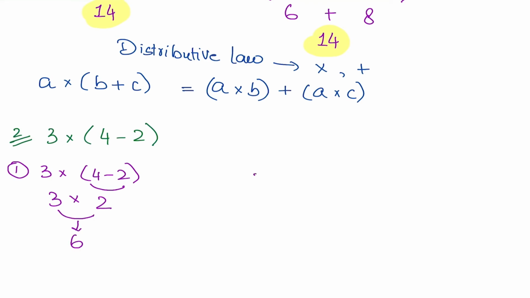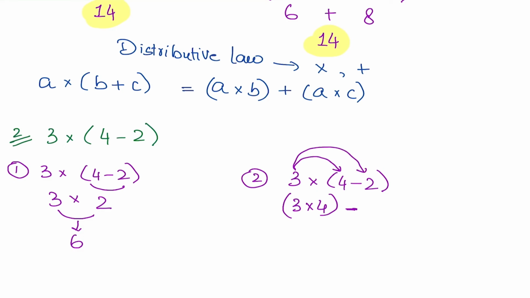What's the second way to do it? We will first write the example here. We can first multiply 3 times 4, and then we have a subtraction sign in between, so we will write minus here. So minus 3 times 2. 3 times 4 is 12, minus 3 times 2 is 6. 12 minus 6 is 6.